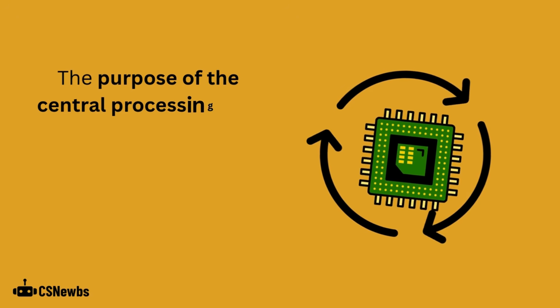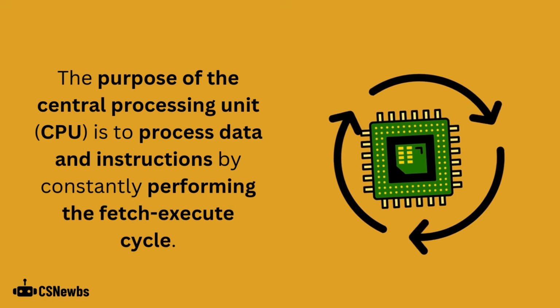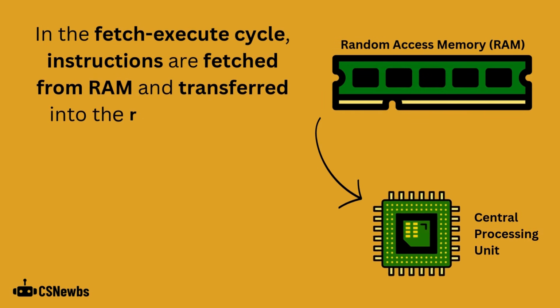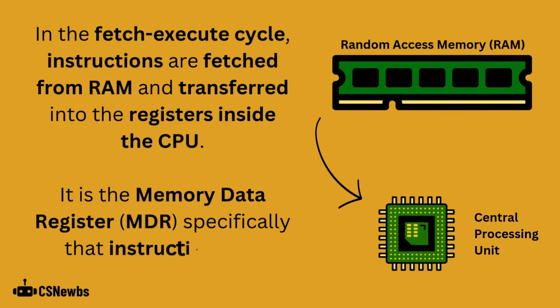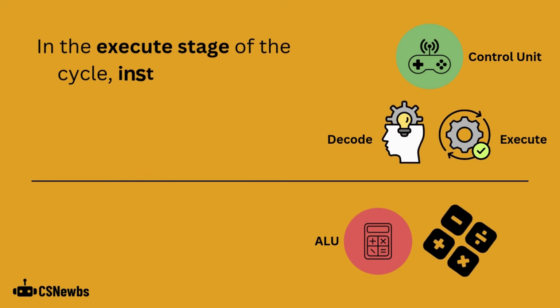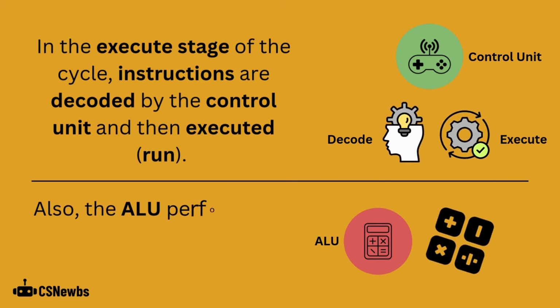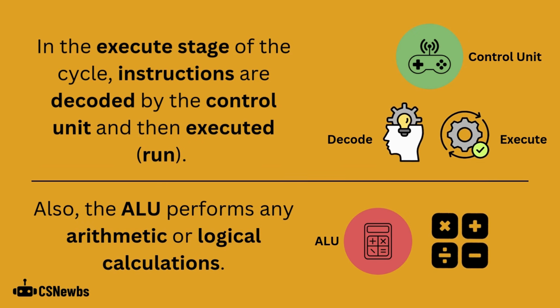The purpose of the central processing unit is to process data instructions by constantly performing the fetch-execute cycle. In this cycle, instructions are fetched from RAM and transferred into the registers inside of the CPU. It is the memory data register specifically that instructions are stored in. In the execute stage of this cycle, instructions are decoded by the control unit and then executed. The ALU performs any arithmetic or logical calculations.